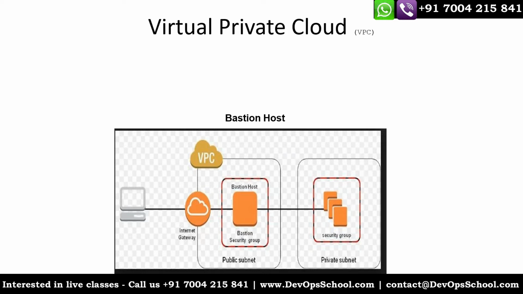So this is one image, very simple one though. Here you have a public subnet and then a private subnet, and in the public subnet, you have a Bastion host. So you will connect to the public subnet machine, and from there you will connect to the private subnet.